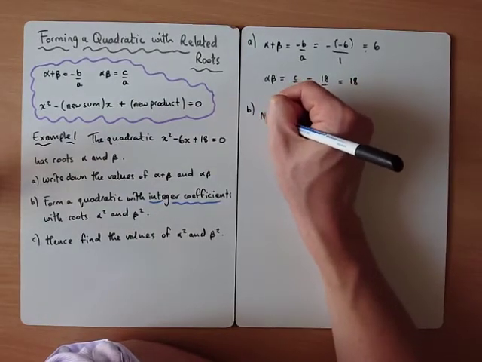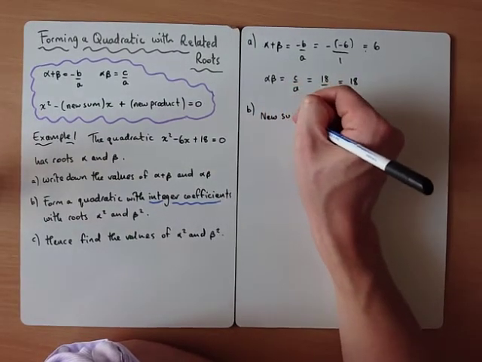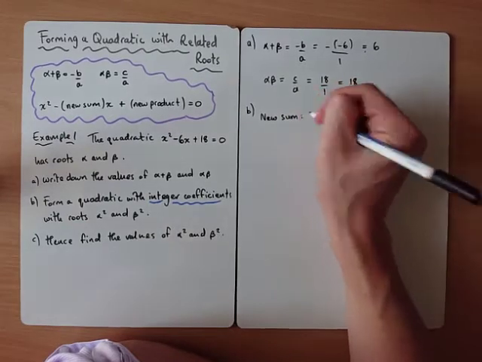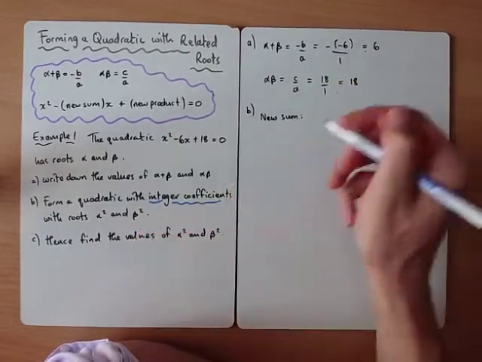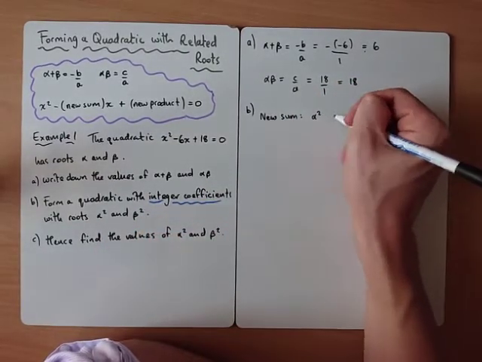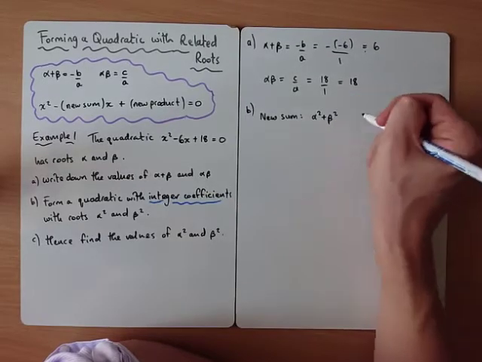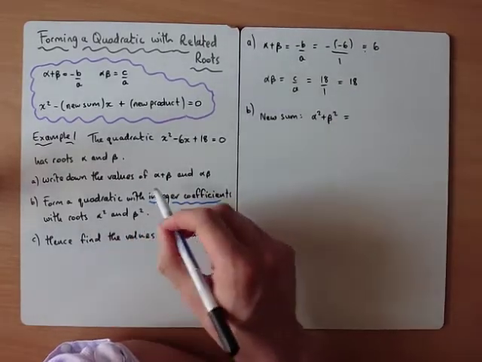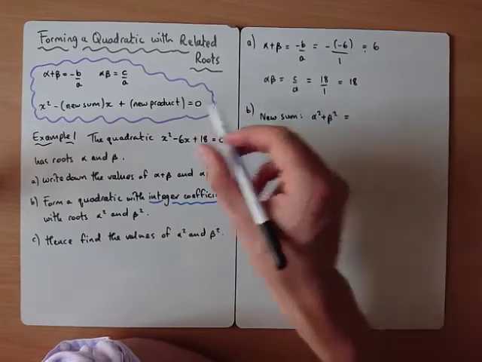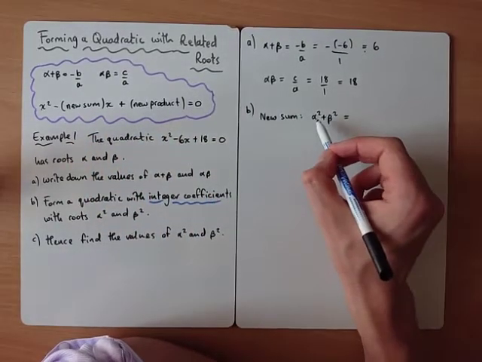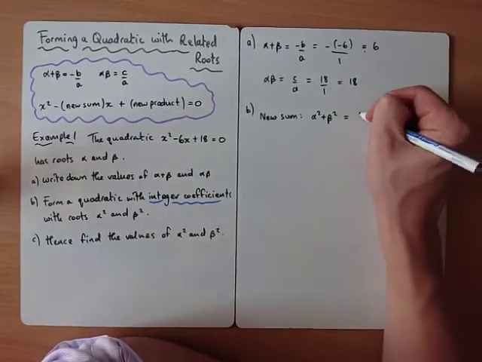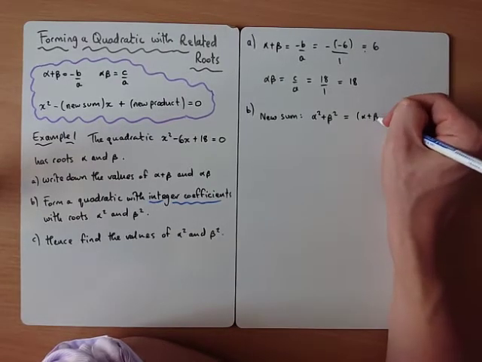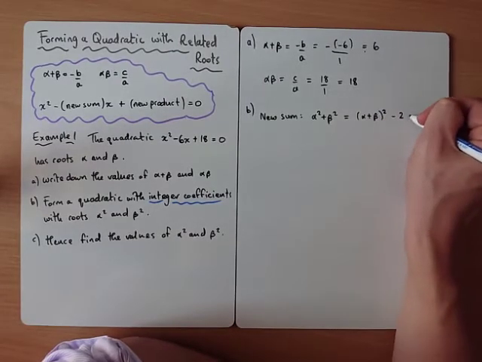So the new sum for these new roots, alpha squared and beta squared, would be alpha squared plus beta squared. So whatever the roots it mentions in the question, add them together to form your new sum. Now we've seen this already, alpha squared plus beta squared we should know is alpha plus beta squared minus 2 alpha beta.